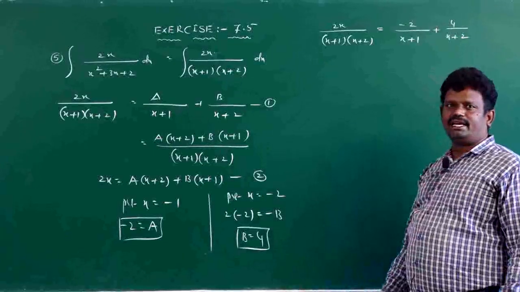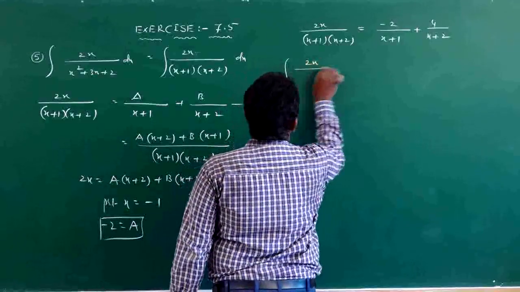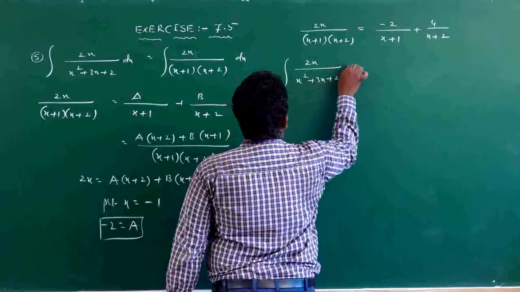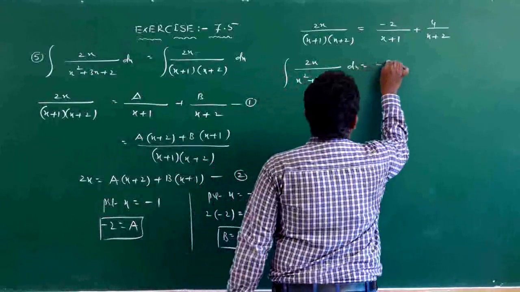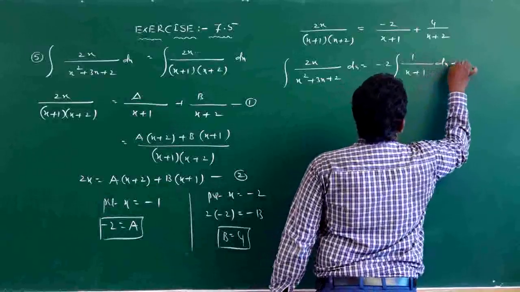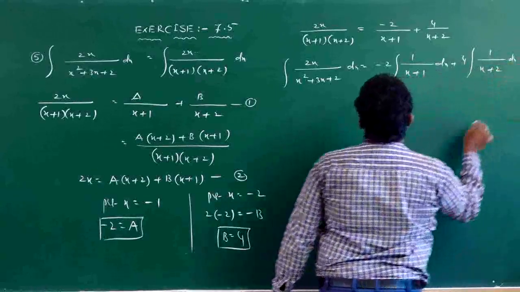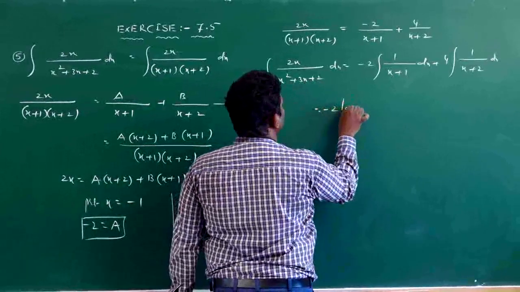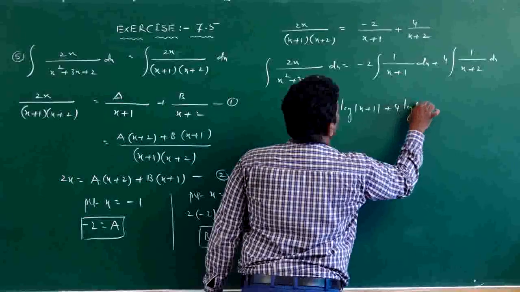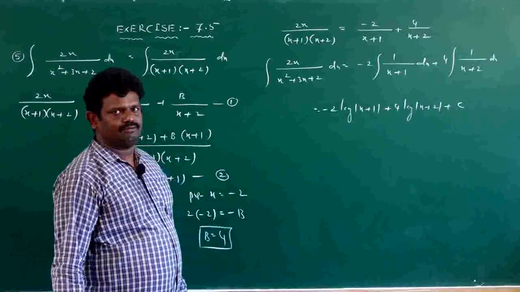Now we are applying the integral on both sides. So the integral of 2x by x square + 3x + 2 dx is equal to -2 integral 1 by (x+1) dx plus 4 into integral 1 by (x+2) dx, that is equal to -2 log(x+1) + 4 log(x+2) + c.